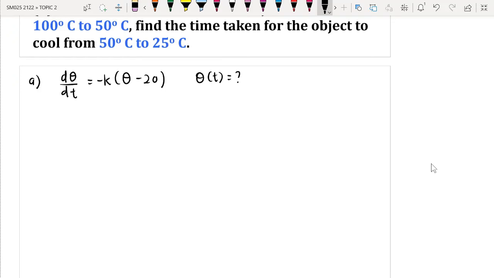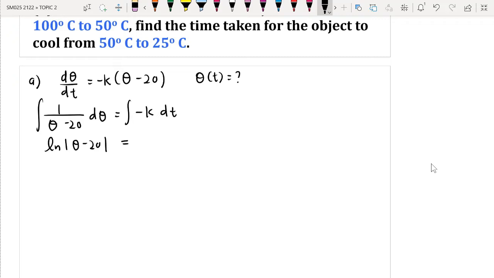Alright, so separate the variables, same as the population application. We may have 1 over theta minus 20 d theta equal to negative k dt. So we successfully separate the variables of these two. We may start to integrate both sides now. So for the first function, we may get ln of theta minus 20. Integrating negative k, we may get negative kt plus c.